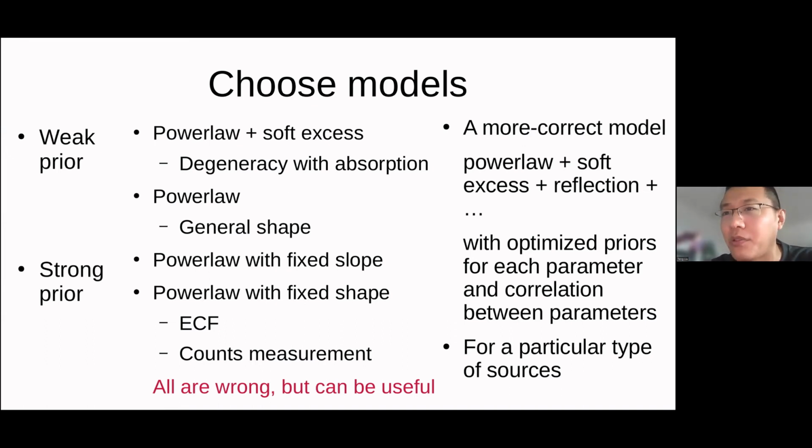Maybe a more correct model would be like this. We should add a power law component, soft excess, Compton reflection, and maybe even an iron line. And we need to optimize the prior for each of the parameters, and also consider the correlation between these parameters. It would be hard, and maybe it can only be done for a particular type of source.